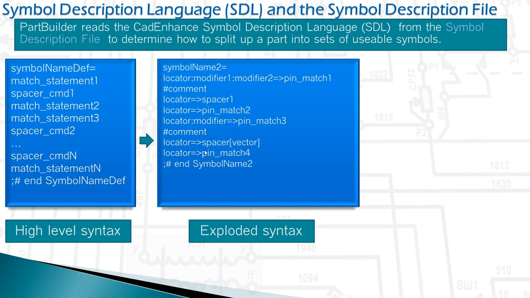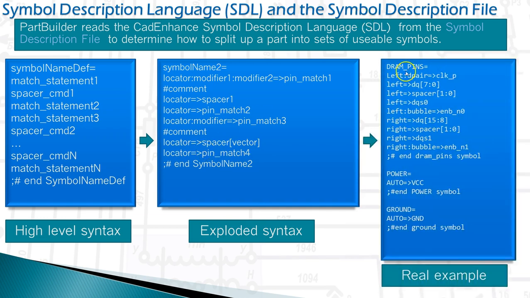And then for a real-world example, here we have DRAM pins where we say on the left I want a diff pair with clock P. On the left I want the DQ 7 to 0 bus, and then give me 2 spacers. On the left I want the DQS signal, and on the left with a bubble I want the enable signal.